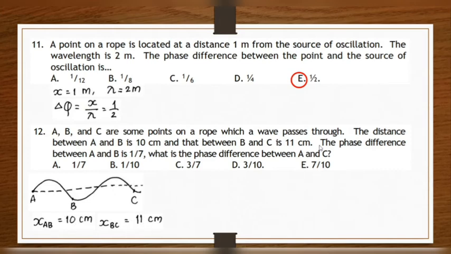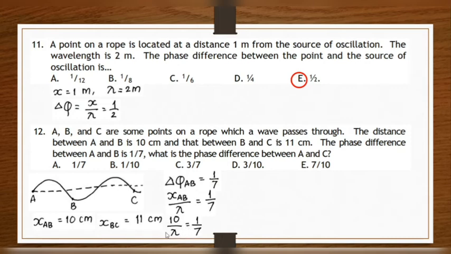Now, the phase difference between A and B is 1/7. We want to find the phase difference between A and C. We know that the phase difference between A and B is phase A minus phase B, or XAB over lambda. It is 1 over 7. XAB is given, 10 centimeters.